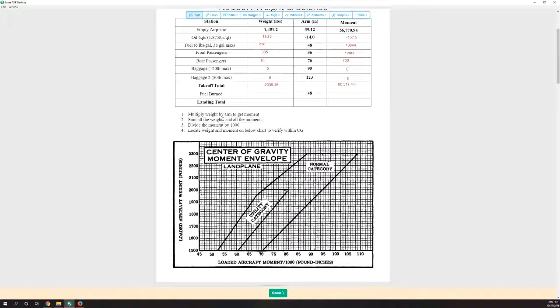So we've summed up all the weights, all the moments. We can divide the moment by 1,000. So in this case on the chart, it's going to be 80. There's not a place for 80,000. And then we'll locate the weight and moment on the chart. So I'll try to annotate it here. And so if we're 2,035, we're probably going to be about here on the y-axis. And if we're 80, we're just going to be right up from here. So let's go up 80. And we should be right about here. And it didn't take. Let's see if I can get this to take. All right, we're going to be right about there for takeoff.